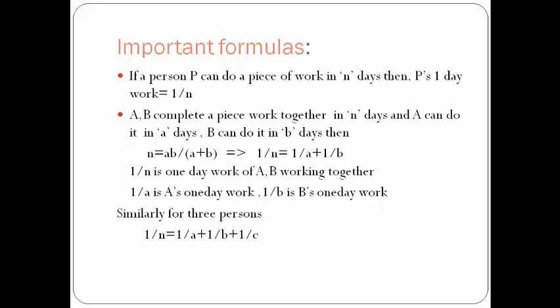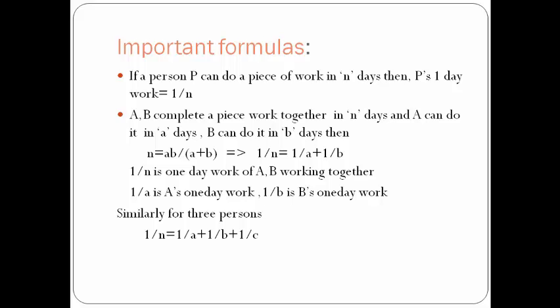Here are the formulas. If a person P can do a piece of work in n days, then P's 1 day work is equal to 1 by n. This means if a person takes 5 days to complete a work, then the person's 1 day work is 1 by 5th. That means the person can do 1 by 5th of the work per 1 day.